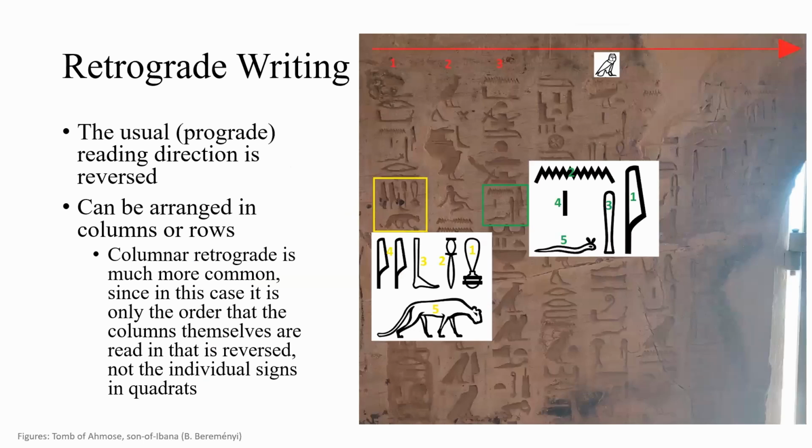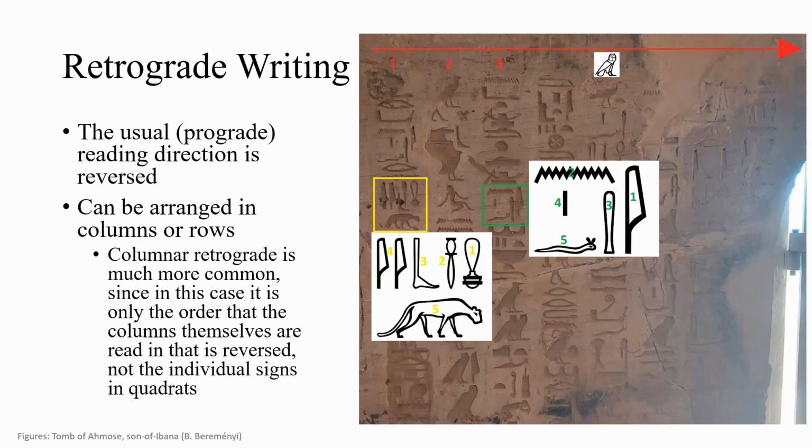So retrograde writing basically is the reversal of the usual reading direction. If you look at the arrow and the owl here, usually, as I said, you would be reading into the signs, so right to left. However, in this case, as you can see on the arrow, we start on the left and we go to the right. It could either be arranged in columns or rows. We'll see some examples of rows later on. But columnar retrograde was by far the most common.